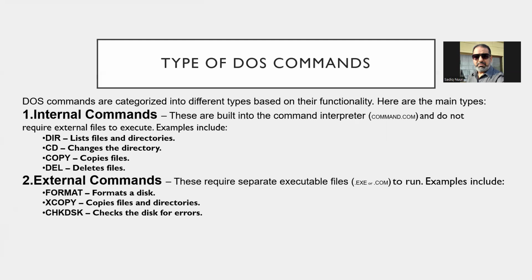External commands require a separate executable file, like an .exe or a .com, to run. Examples of external commands are format, xcopy, and disk check. If we don't have these files, then they are not going to run, right? We cannot execute them. The internal ones will always be there.